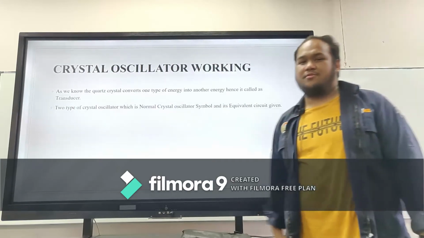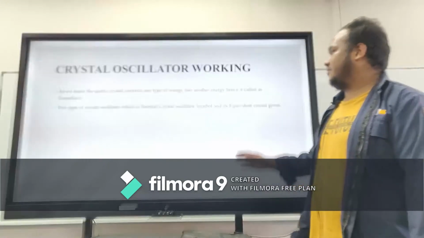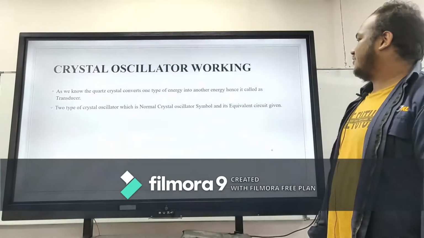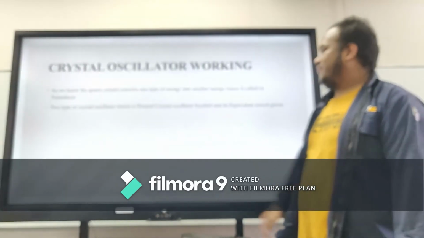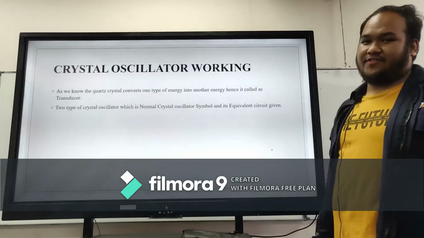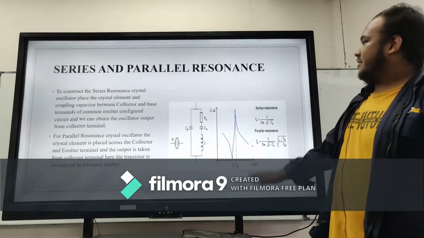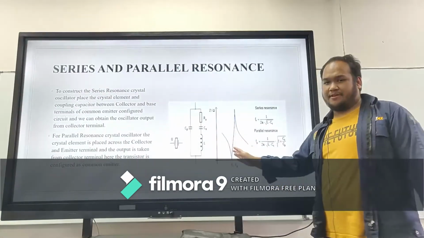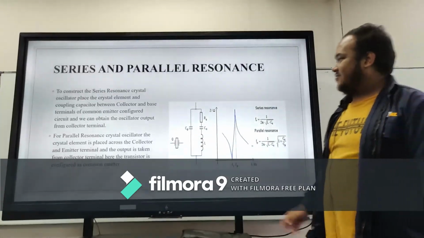Next is how the crystal oscillator works. As we know, the quartz crystal converts one type of energy into another, hence it is called a transducer. Two types of crystal oscillator: the normal crystal oscillator symbol and its equivalent circuit are given. Next, series and parallel resonance. This is series and parallel resonance. This is a formula.